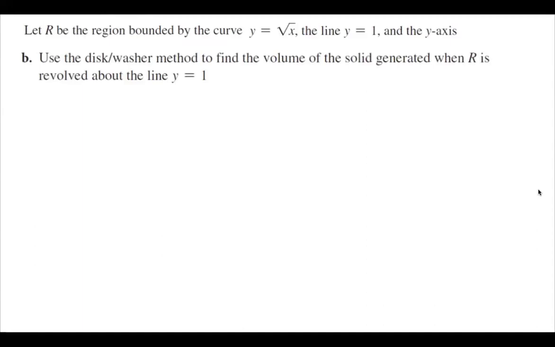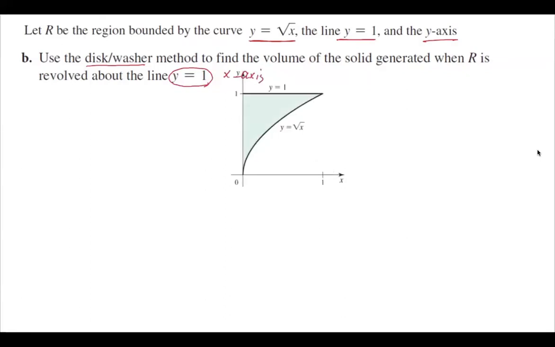So this is the volume of this 3D object. Okay, so we have the same curve. We are taking this curve, y equals square root of x, the line y equals 1, and the y-axis. And then we want to use the disk or washer method to find the volume of the solid generated when R is revolved about y equals 1, which is parallel to the x-axis.